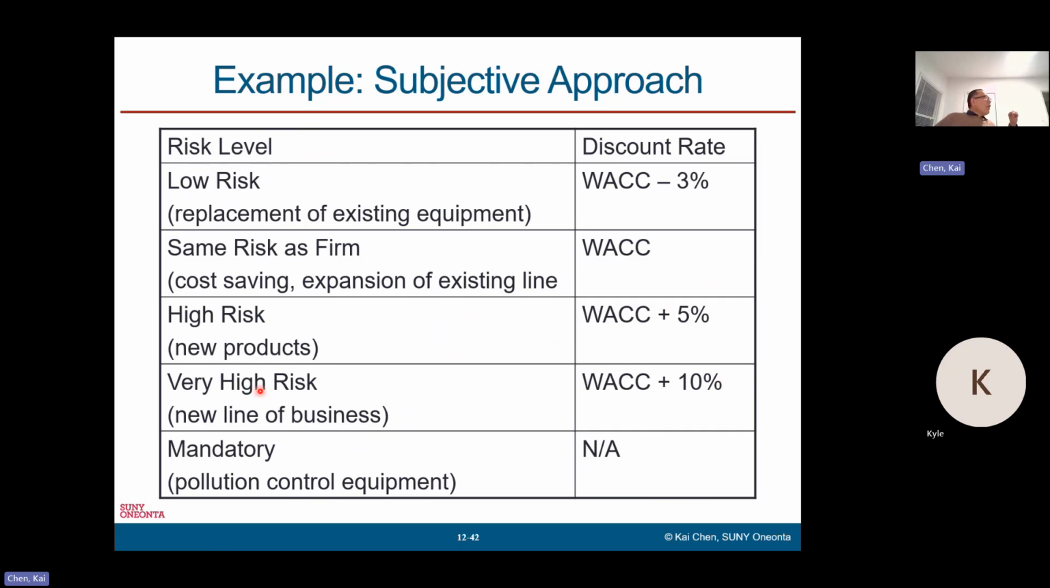However, if you have a project that is mandatory, for example, pollution control equipment, you have to take this project to comply with government regulation. Then you don't have to consider the discount rate. No matter what the discount rate is, you have to take on this project because it is required by the government. So that is a slide to explain the different situations.